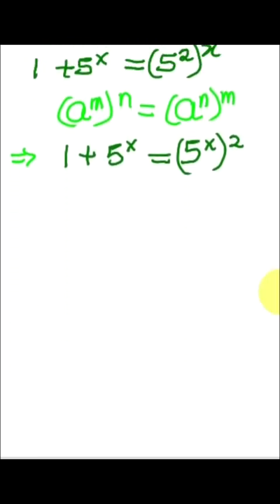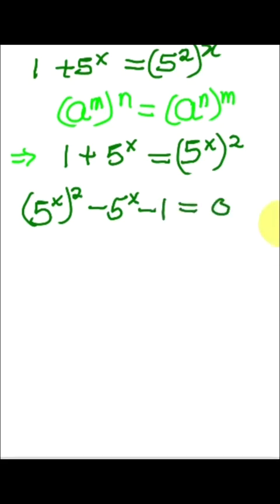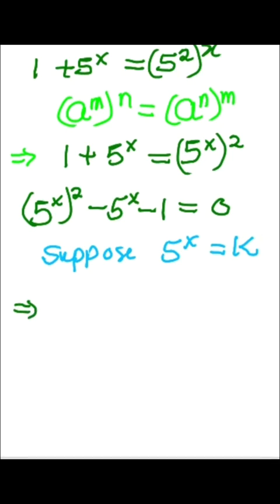Now let's rearrange the equation. Starting from this side, we have 5 raised to the power x, squared. Moving the 5 raised to the power x across, it becomes minus 5 raised to the power x. Moving the 1 across becomes minus 1, and the other side becomes 0. Suppose 5 to the power x is equal to k. In place of 5 to the power x, we write k. Then we have k squared minus k minus 1 equals 0.